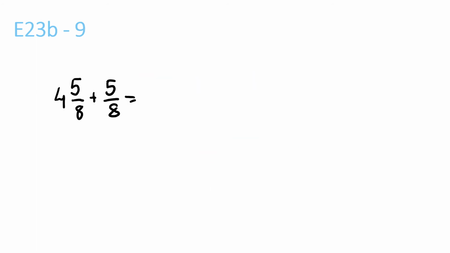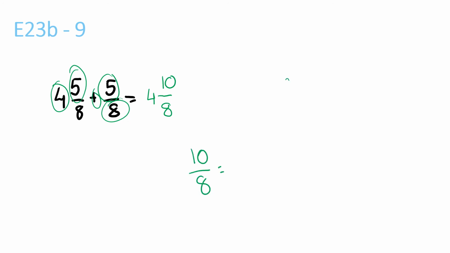Next question. For this one, 5 plus 5 is 10, 4 plus nothing is 4, over 8, bottom one stays the same. 10 over 8, 8 goes into 10 once, with a remainder of 2 over 8. 1 and 2 over 8 plus 4 is equal to 5 and 2 over 8.